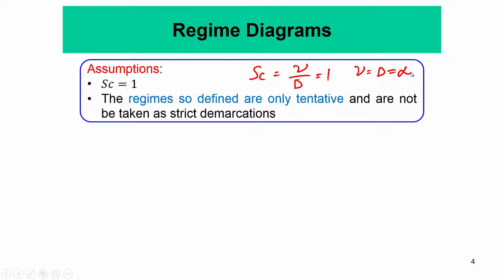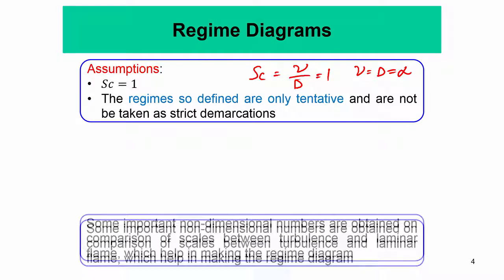Okay. These regimes that we will define, it is important to remember, are only tentative and should not be taken as strict demarcations. It is not that this kind of structure exists strictly only within this regime and cannot be found outside, because the boundary is a little bit blurred. What I mean will become apparent very soon.